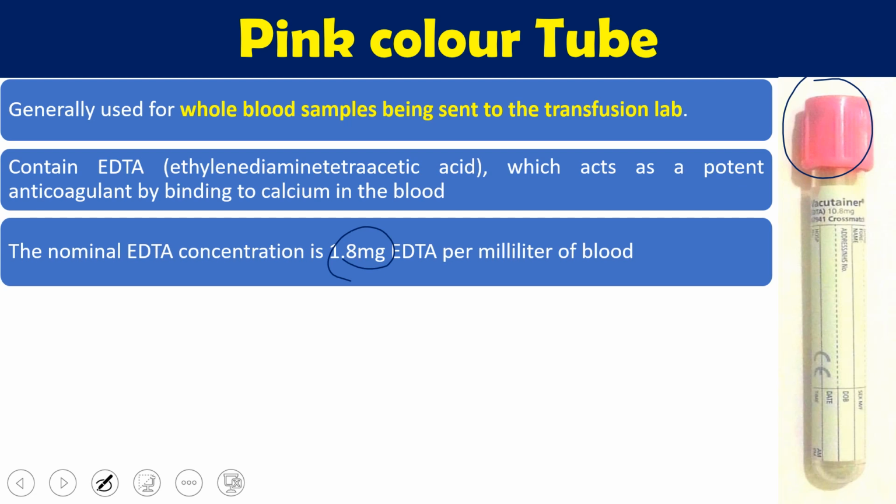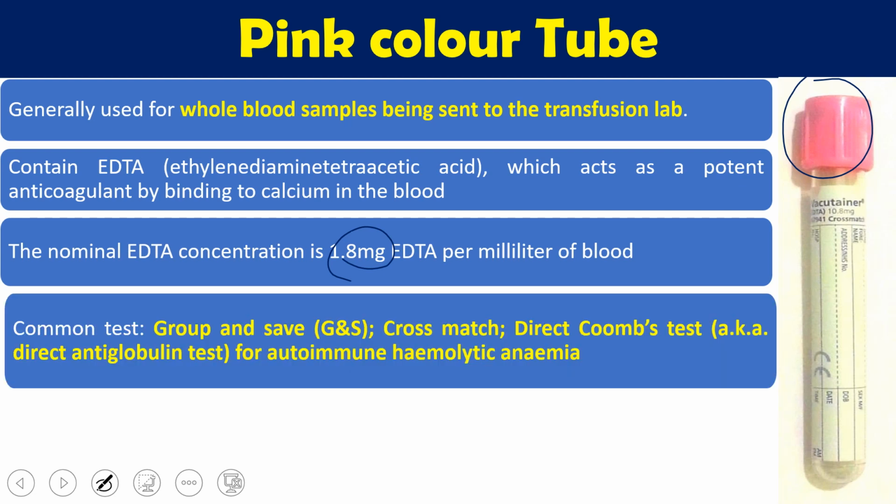And because this EDTA has the same mechanism of action, by chelation of the calcium, it binds with the calcium and then works as an anticoagulant. The common tests where we are going to use these pink color vials are group and saves. First one is GNS, that is group and save. This test simply means that the patient's blood is typed and tested for antibodies, then saved in the lab in case they require it.